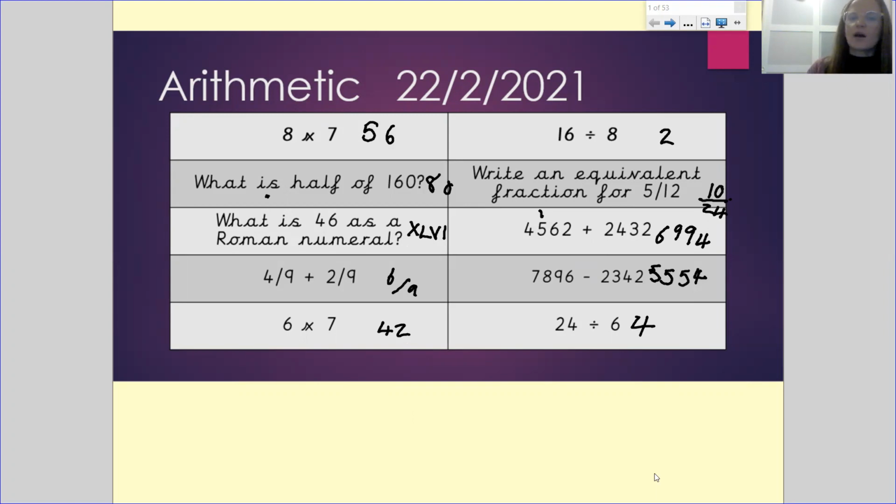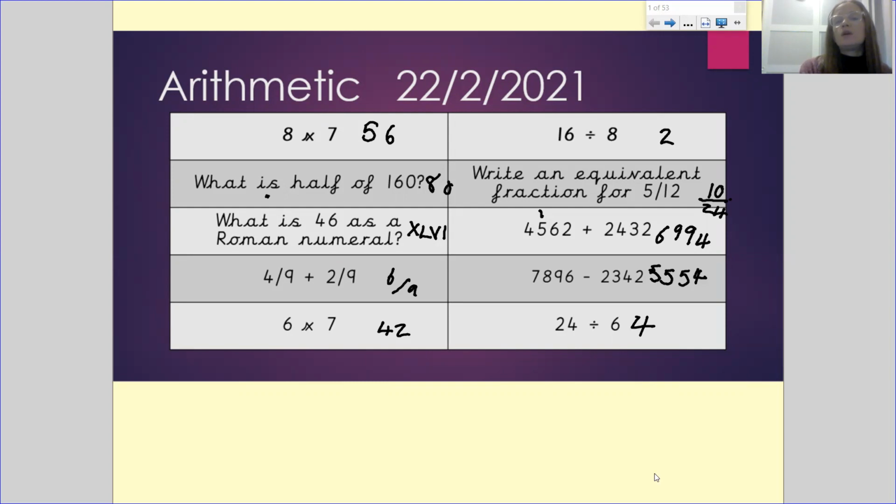4 9ths plus 2 9ths. The denominator is the same, so you add your numerators. So it's 4 plus 2 is 6, 6 over 9. 6 times 7 is 42. 16 divided by 8 is 2.